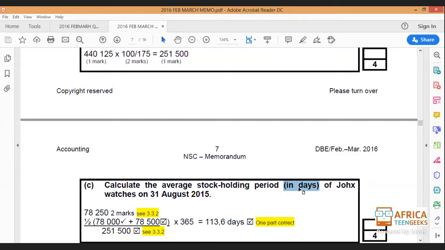Remember, at the end of the year, you'll be sitting for your final exam. You need to score all those marks, guys. Accounting is a principle-based subject. You need to know what you are doing, even if the values sometimes are wrong. As long as you apply what you know and what you were told, that's how you're going to get lots and lots of marks. And we did our calculation and we got 113.6. So it's more or less 114 days.